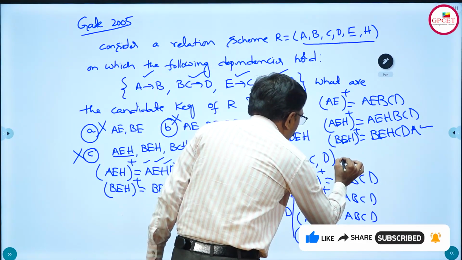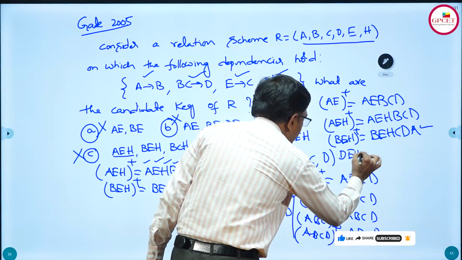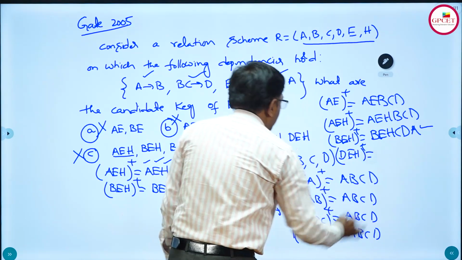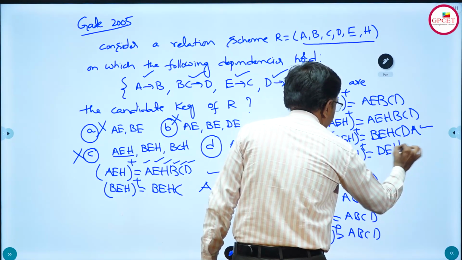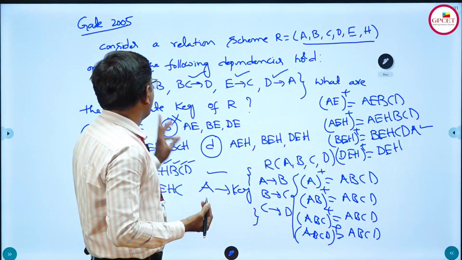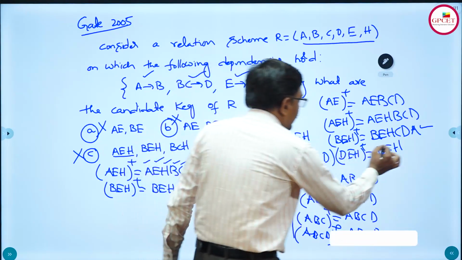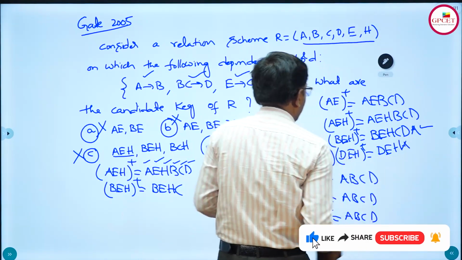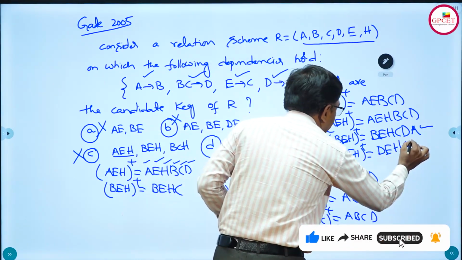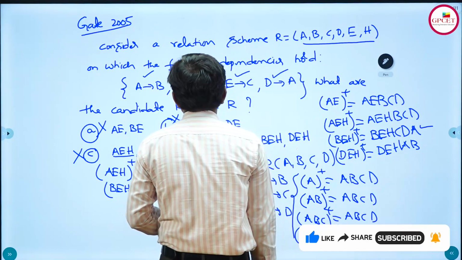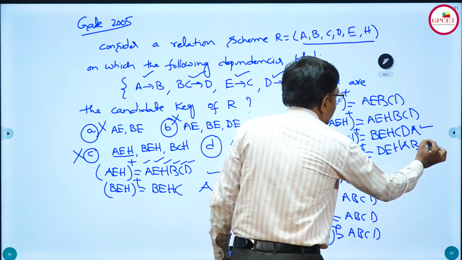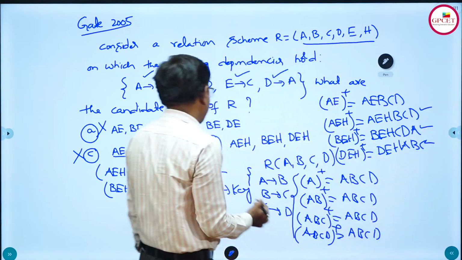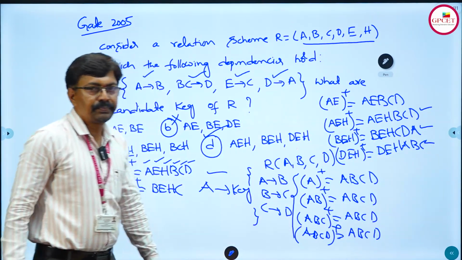Third one, DH closure. D, E, H. What does D derive? A, you can get the A. D derives A. A derives what? B. A derives B. And then the next one, E derives what? C. You can get the original relation. That's why the correct option is D.